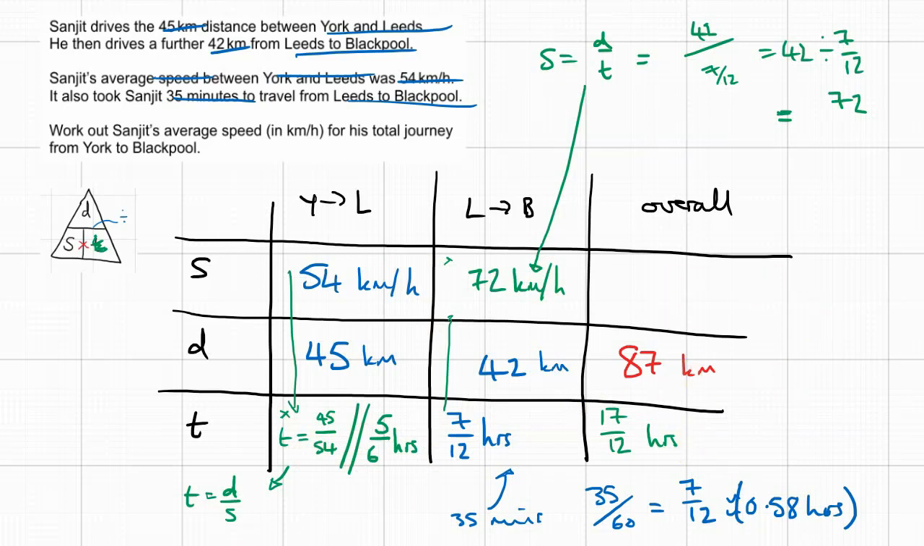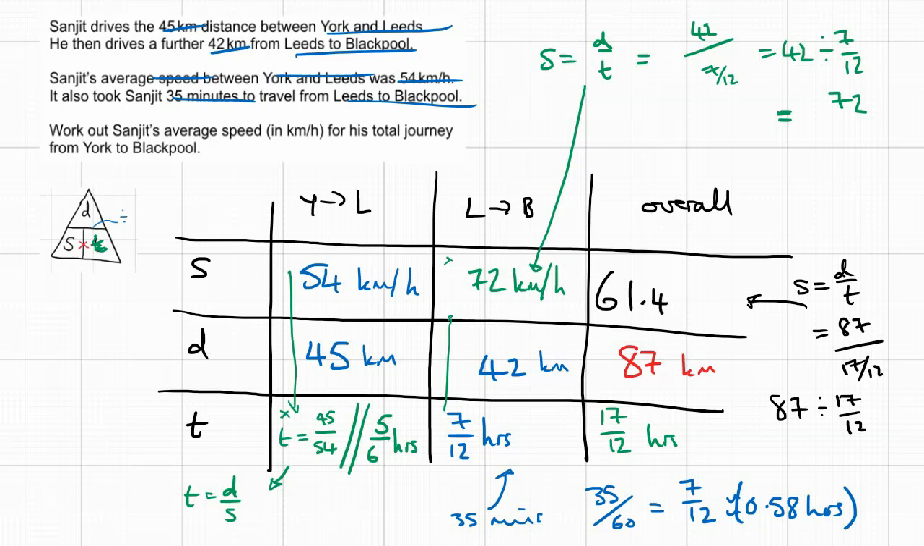You've got to work from this final column to find the top right. So, what colour haven't I used? Well, I haven't used black. So, let's go here. Speed equals distance over time. So, distance is 87. The time is 17 over 12. So, that's 87 divided by 17 over 12. Let's have a go at that. And that gets me a speed of 61.4117... I'm going to leave it as just 61.4 kilometres per hour. And that is my final answer.